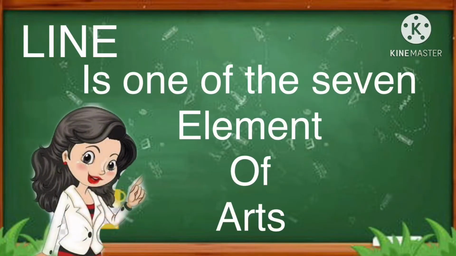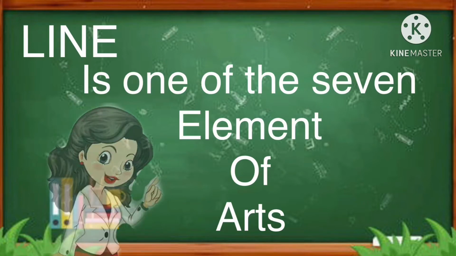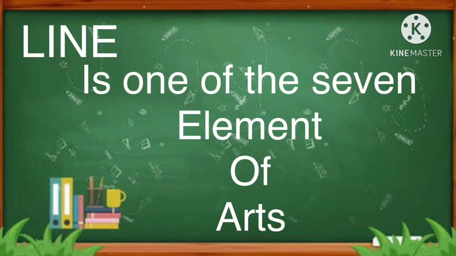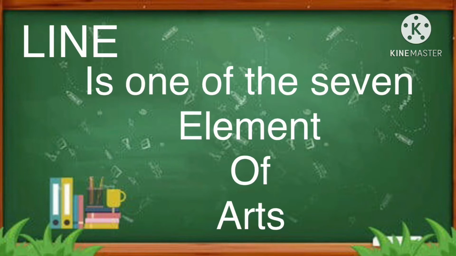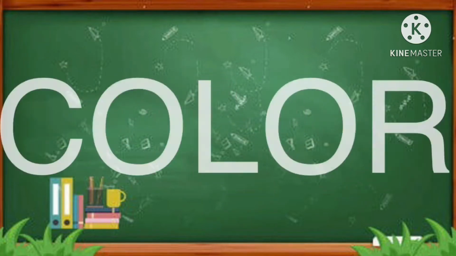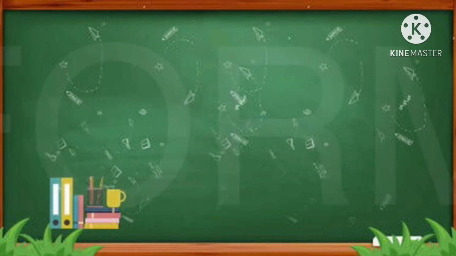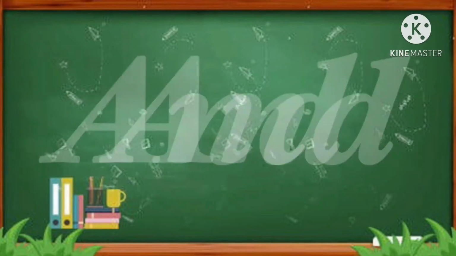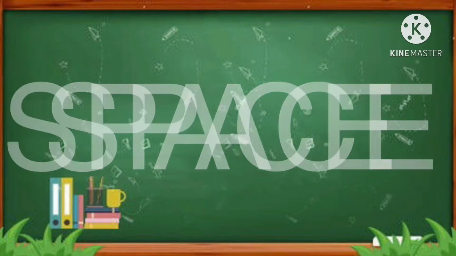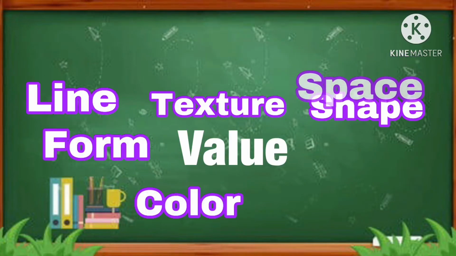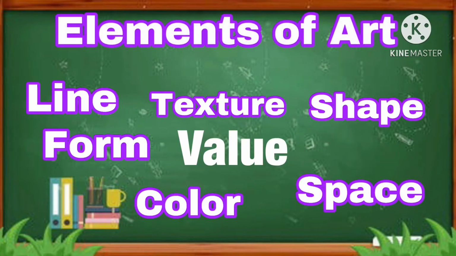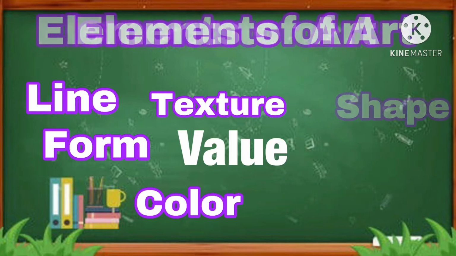Line is one of the 7 elements of arts. Among them are the shape, color, texture, form, value, and space. These 7 elements are the building blocks of all art and are a great way to start in analyzing or interpreting a work of art.